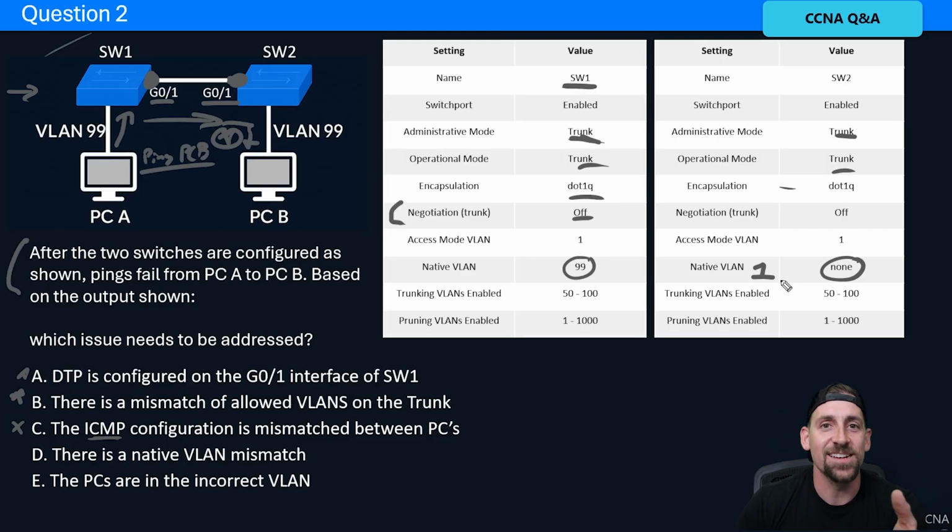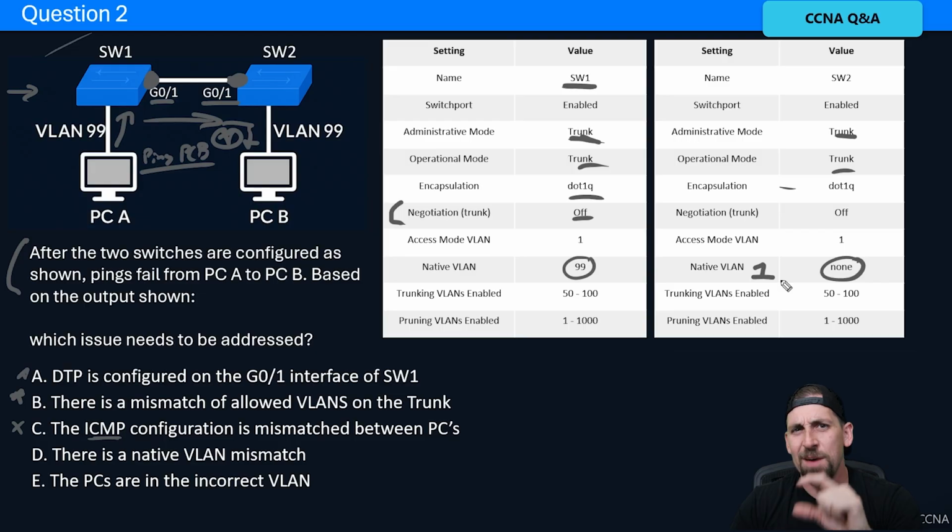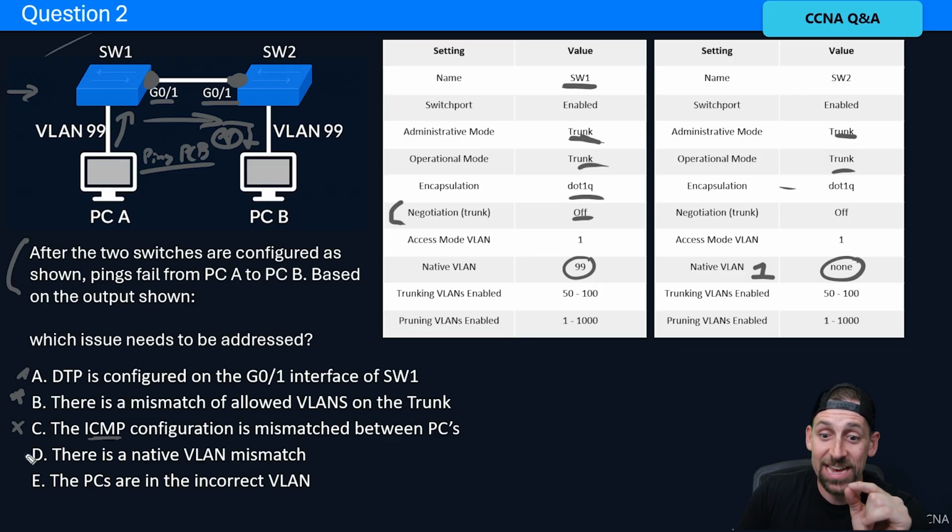The reason for this is this would actually allow VLAN hopping, and we can go into some security at a later date. I think I might have mentioned this in a previous video as well, but it's going to allow VLAN hopping, and you don't want that to happen. It's going to take untagged frames and put them in the wrong VLAN from one side to another. So you won't even be allowed to set up a trunk link with a native VLAN mismatch. This is going to cause ping issues very likely.